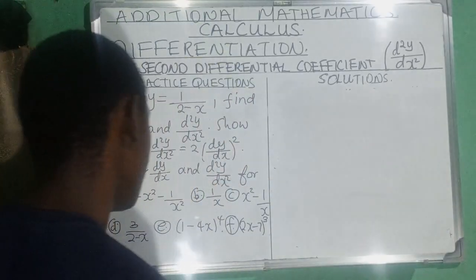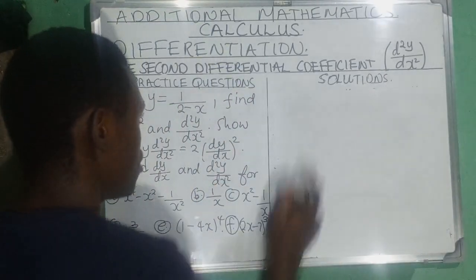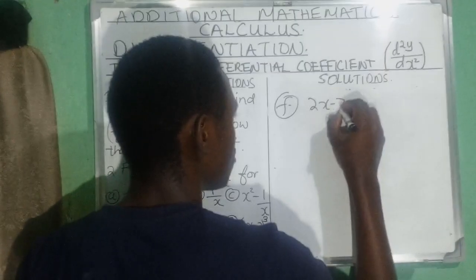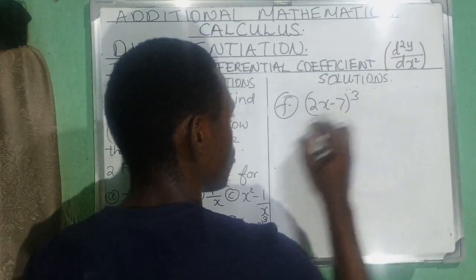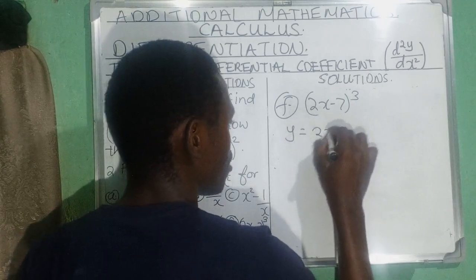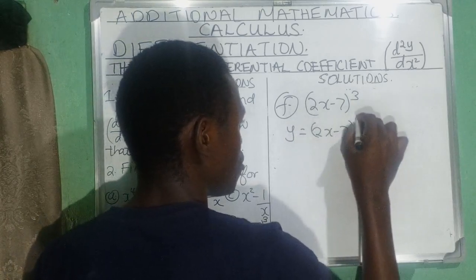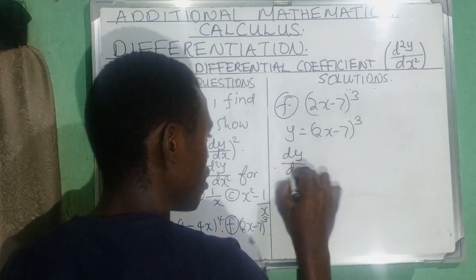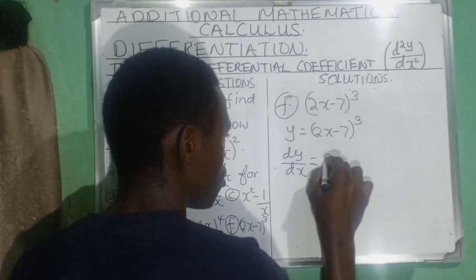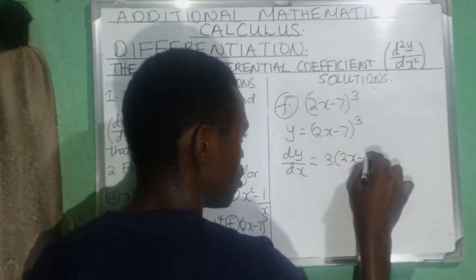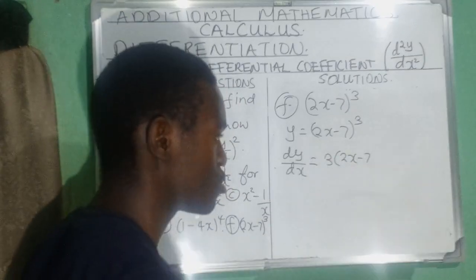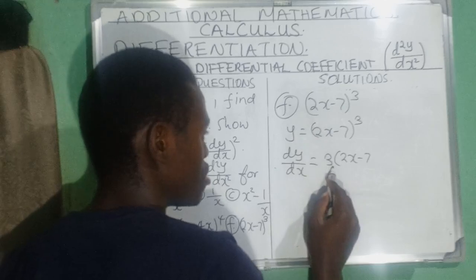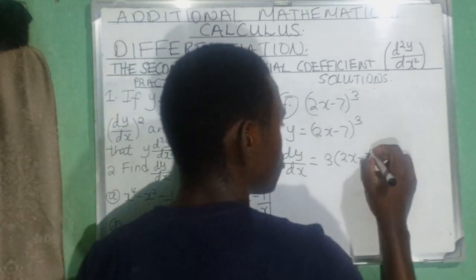And then for your E, yes, we have done our E, so going to our F. For our F, we have 2x minus 7 raised to the power of 3. So y is equal to 2x minus 7 raised to the power of 3. Then our dy dx is going to be equal to 3 multiplied by the function. So the derivative of this function, we'll drop the 3 multiplied by the number in front, which will just be 3, because the number in front is 1.